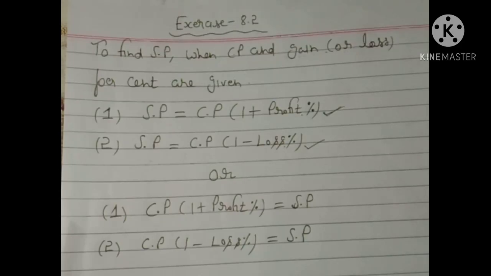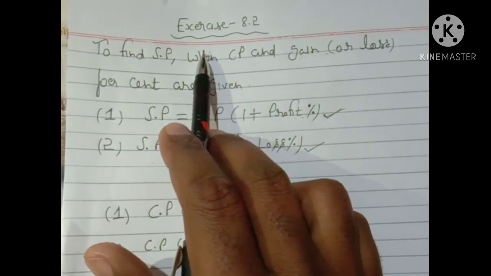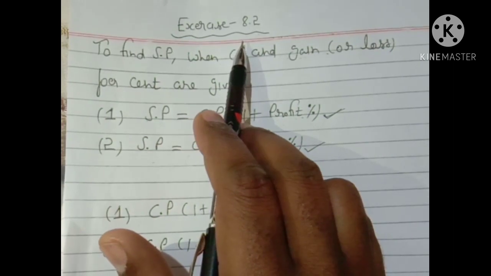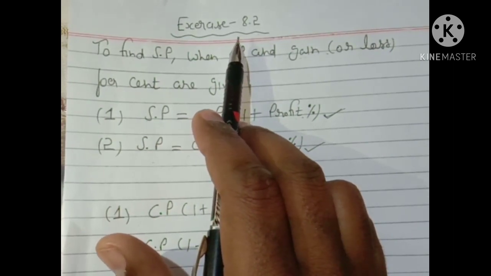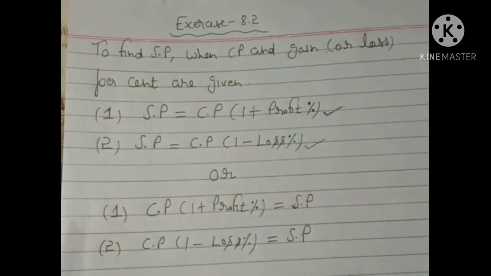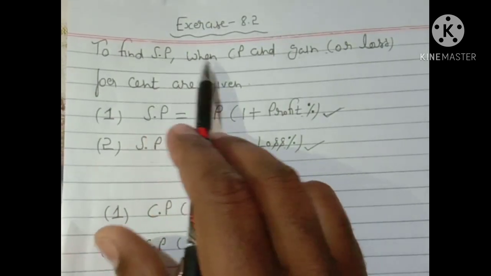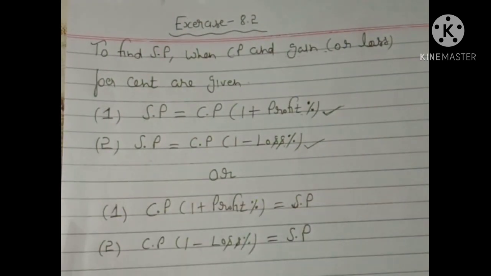Hello students, today in this video I am going to start the next exercise, exercise 8.2. In my previous video I had already explained exercise 8.1, and in that video I explained the basic concepts and the basic terms related to the chapter, that was selling price, cost price, profit percentage and gain percentage.